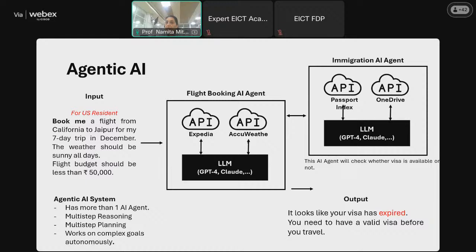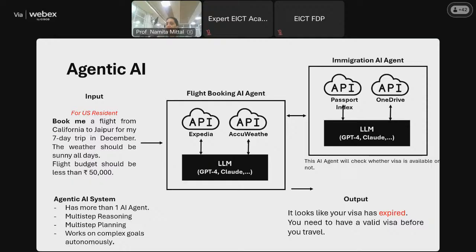And then we have something to be checked because it's about international travel. The question was from a US resident. So he is willing to come to Jaipur, but does he have a valid passport? That is not even provided explicitly, but implicitly, this is the role of the AI agent. The passport validity is to be checked.